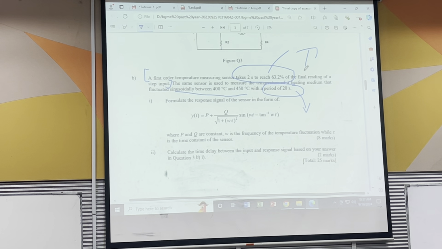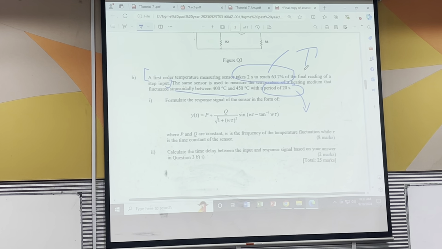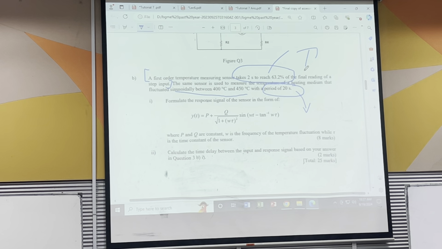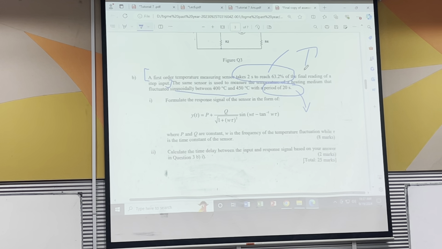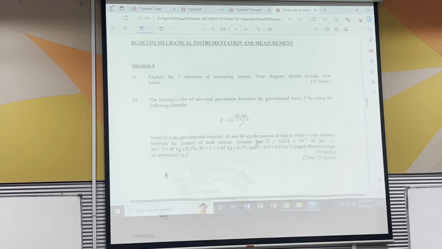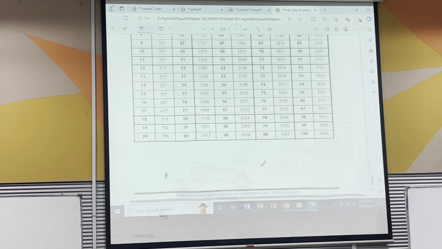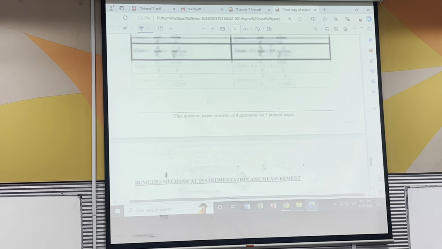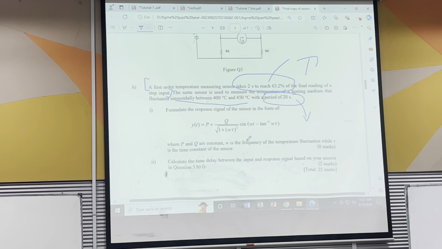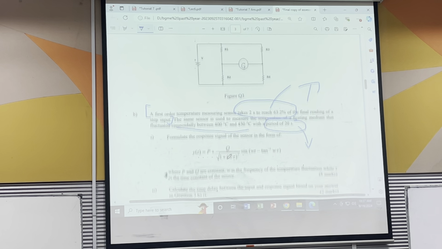8 marks for this. Formulate the response signal. So basically, the question tells you the output of the response will look something like this in this form: P plus Q over all these things, right? So this one is actually a first order frequency response. You can refer to the bottom, first order. Since the question already gives you this, it means they expect you to do something directly with this.